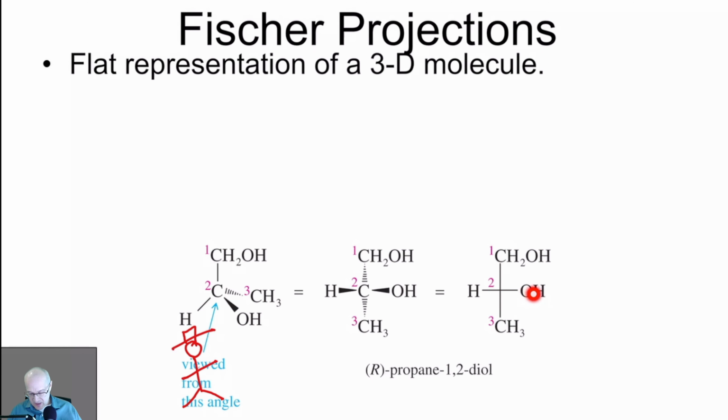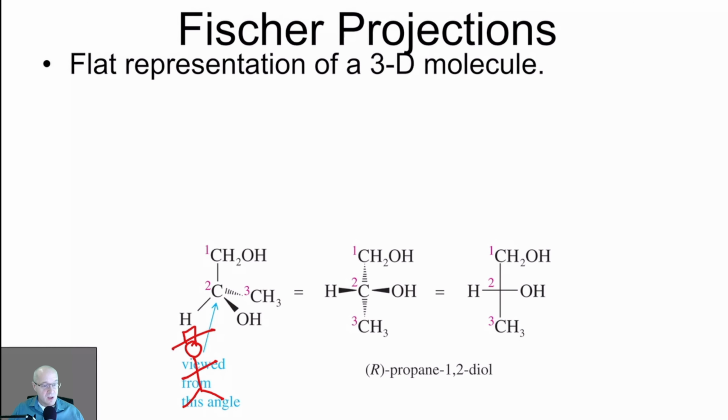So this is coming towards us. How do I know? It's on the right-hand side of the chiral carbon. This is coming towards us. How do I know? It's on the left-hand side of a chiral carbon. This group is going into the page because it's on the top. This group is going into the page because it's on the bottom of a chiral carbon.